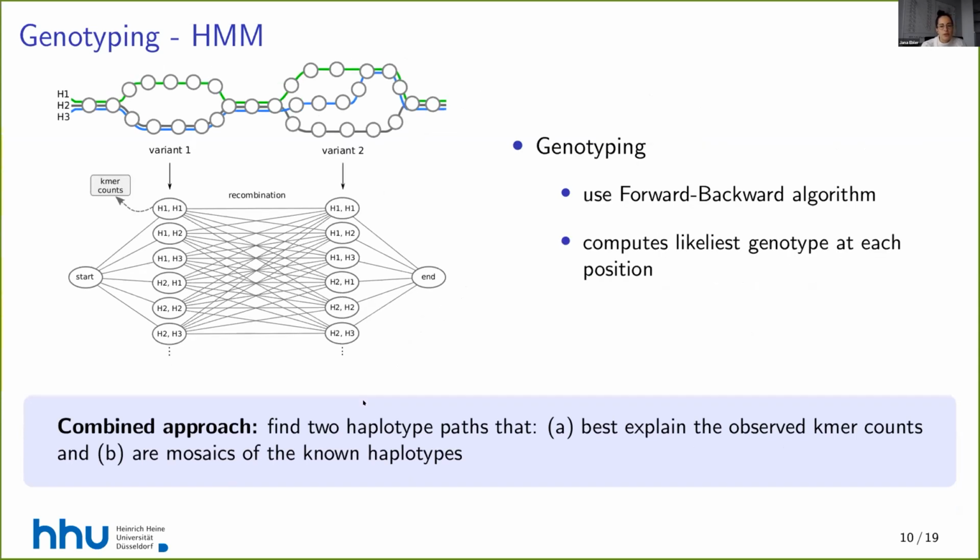For genotyping, we now use the forward-backward algorithm on this model, and what it returns is probabilities for these genotypes for each bubble position. In this way, we can then compute the likeliest genotype for each bubble. So in the end, we have a genotype for each bubble for our unknown sample.